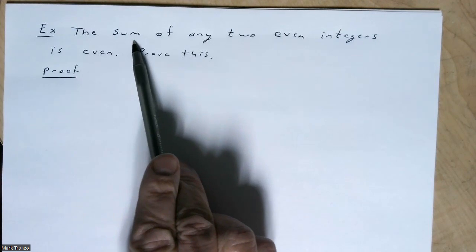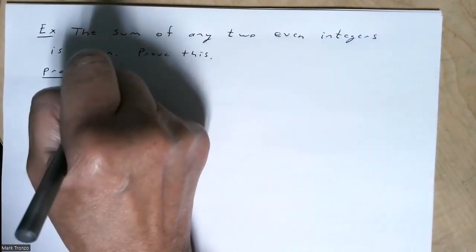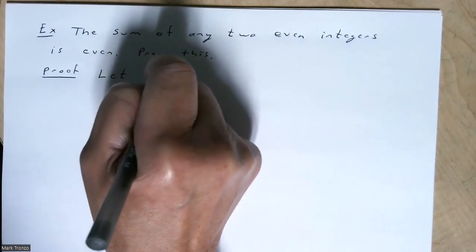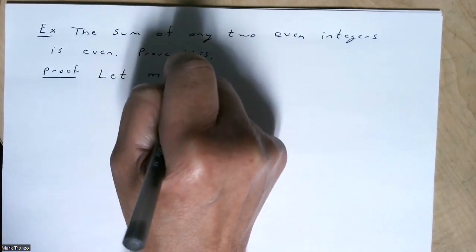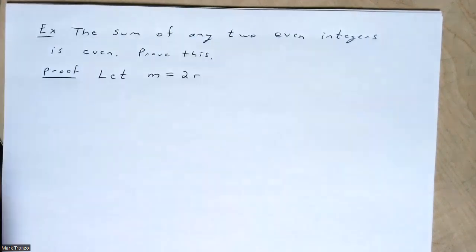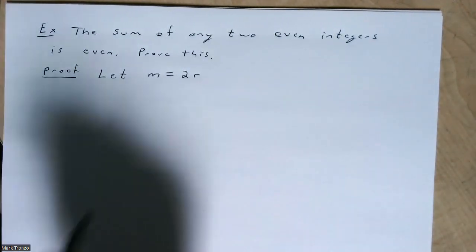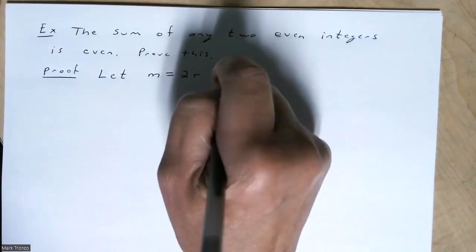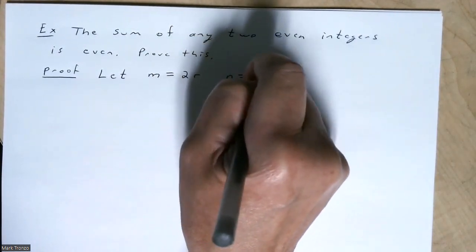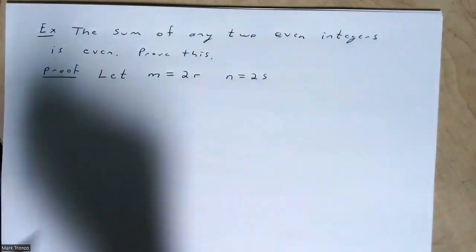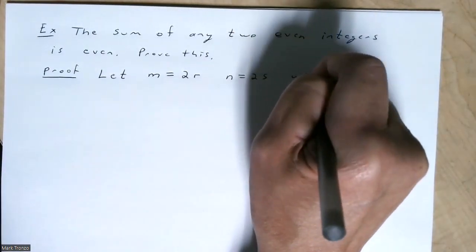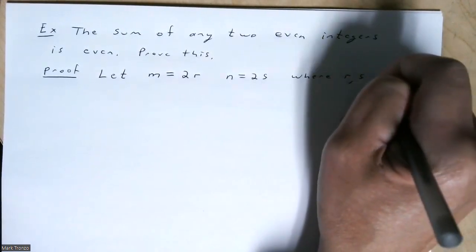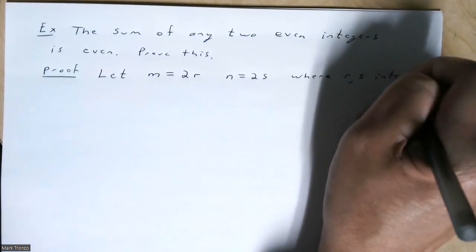So once again, we have to start with let m equal 2 times r. Again, that's an even number, and we need two of them. So let's pick another one. n equals 2 times s, where r and s are integers.